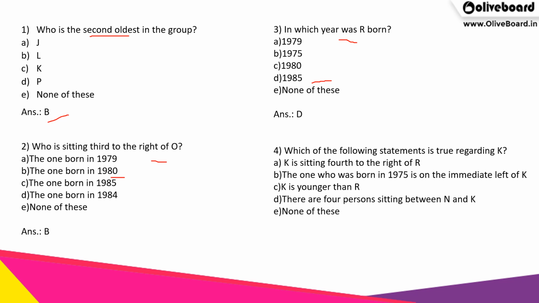The next question, which of the following statements is true regarding K? Now we know K is sitting fourth to the right of R is not. The one who was born in 1975 is on the immediate left of K. I don't think so. K is younger than R. There are 4 persons sitting between N and K. Now tell me what the correct answer is. It is E, because all the information which is given here is wrong, right?